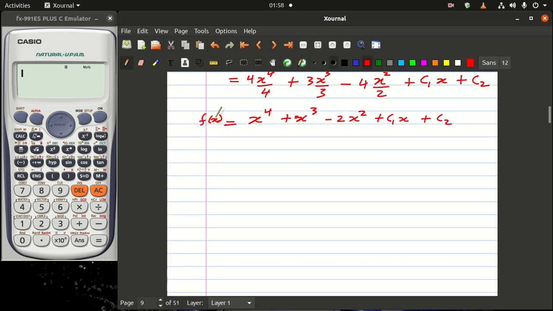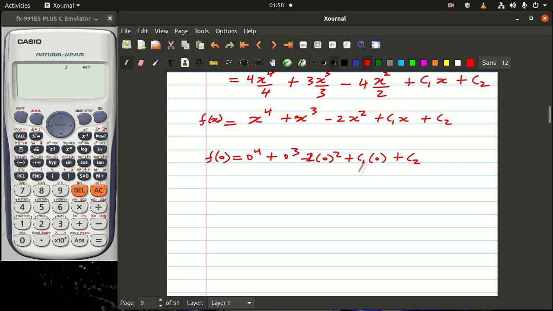So when I'm plugging in 0 here, f of 0 is going to be 0 to the power 4 plus 0 to the power 3 minus 2 times 0 squared plus c1 times 0 plus c2. So if you look at this one, this is 0, this is 0, this is 0, this is going to be 0.